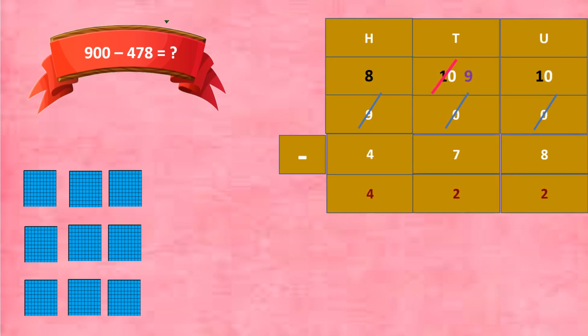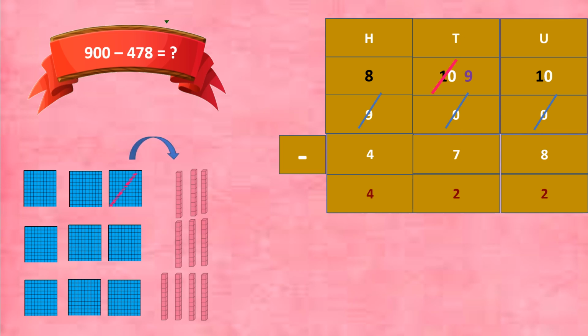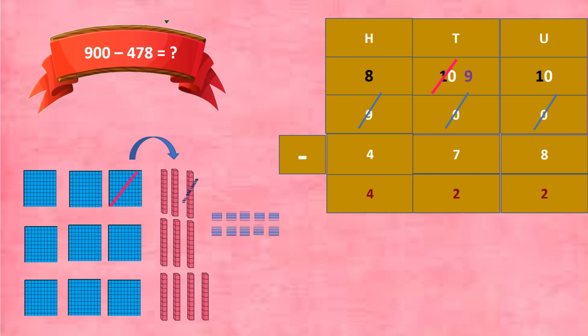900 minus 478. Here, 8 units cannot be subtracted from 0 units. So we need to untie a 10. But there is nothing in the tens place either. So we untie 100 and obtain 10 tens. Then we untie one of these tens and obtain 10 units. From these, we subtract the units, and when we subtract 8 from 10 in the units place, we get the answer as 2.